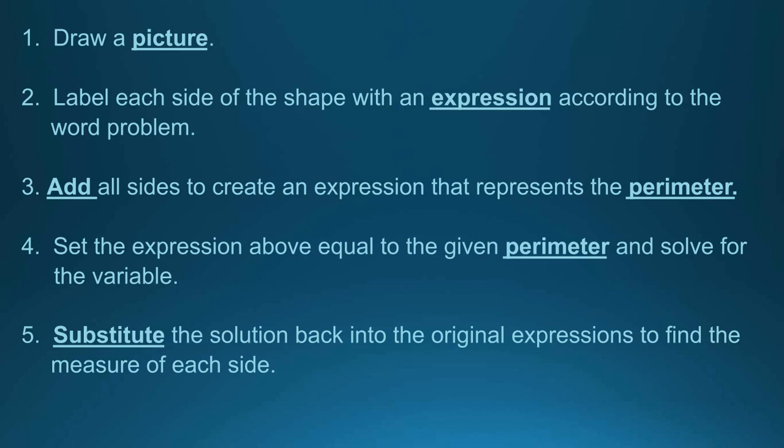Number 3, since it's perimeter, we're going to add all the sides to create an expression that represents the perimeter. 4, we're going to set the expression above equal to the given perimeter and solve for the variable. And last, we're going to substitute the solution back into the original expressions to find the measure of each side or all sides. So let's take a look at the examples that I'm going to do with you.